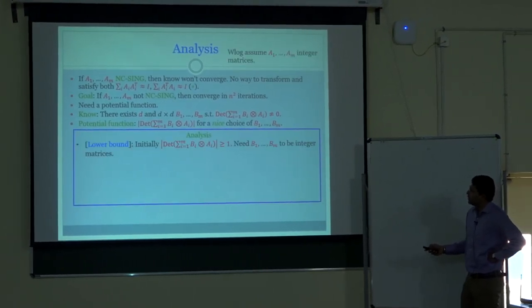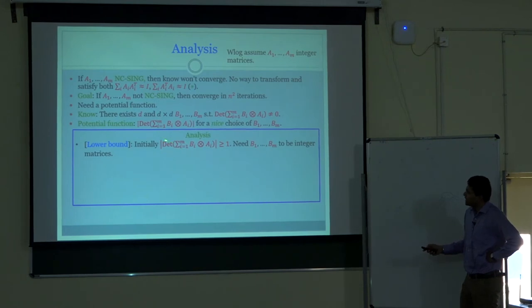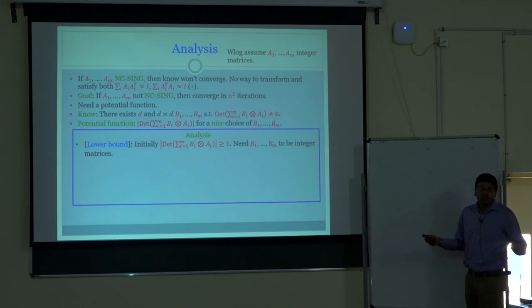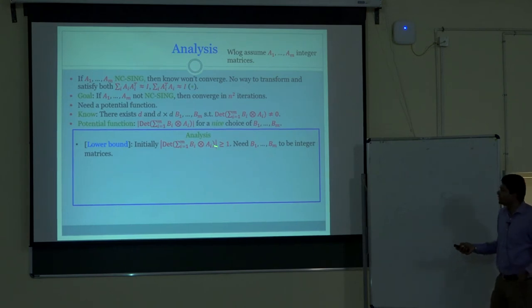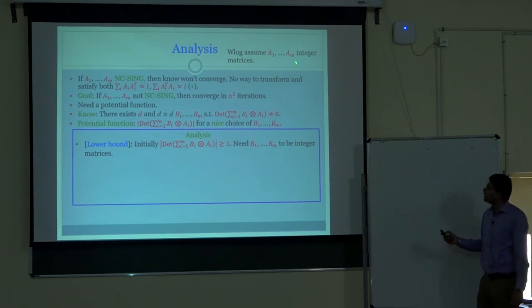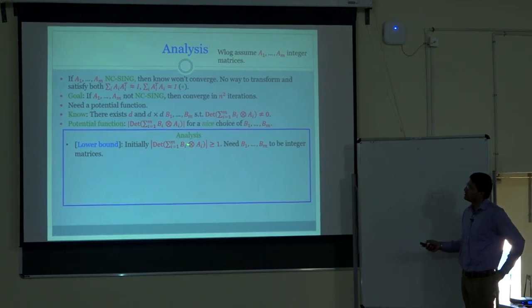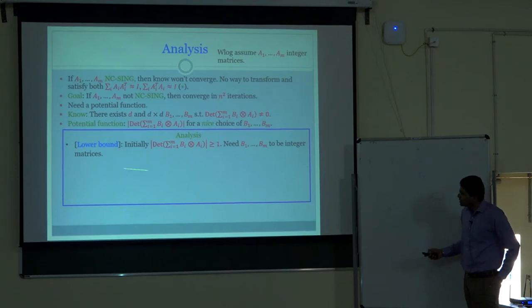So what you need from this potential function is that initially it has a lower bound, and this is easy to get. This determinant is non-zero somewhere, so you can just choose b1 to bm to be integer matrices where this is non-zero, and the determinant will be at least 1, right? Because a1 to am are integer matrices, b1 to bm integer matrices. This determinant is an integer, it's non-zero so at least 1. So for this part, we just need to choose b1 to bm satisfying this condition to be integer matrices.